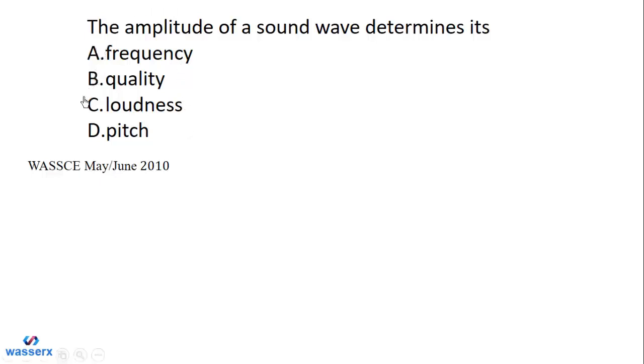We now take some few questions. These are first WASSCE May-June 2010. The amplitude of a sound wave determines its A. frequency, B. quality, C. loudness, D. pitch. So which of them is the correct choice? The amplitude of a sound wave determines its, which of the following is the correct answer? Is it frequency, quality, loudness, or pitch?